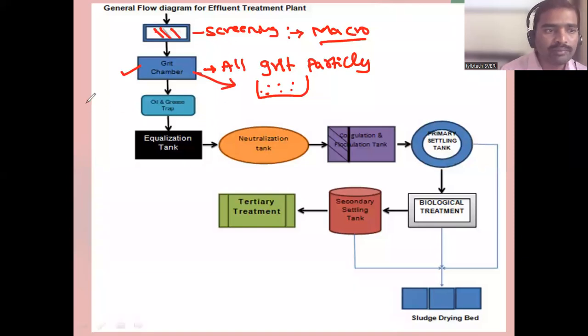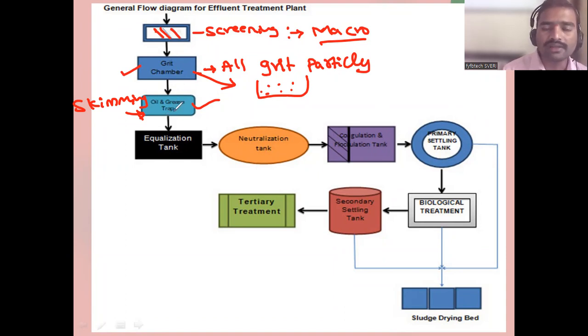Then there is a skimming tank. The skimming tank will remove oil and grease. So from the screening, macroparticles, plastic and wooden pieces will be removed. From the grit chamber, all the grit particles will be removed. From the skimming tank, oil and grease will be removed.